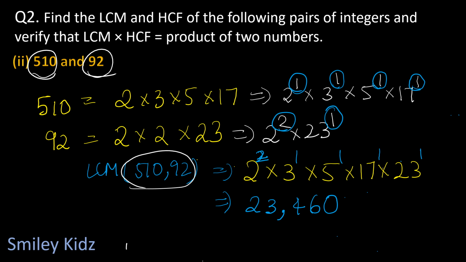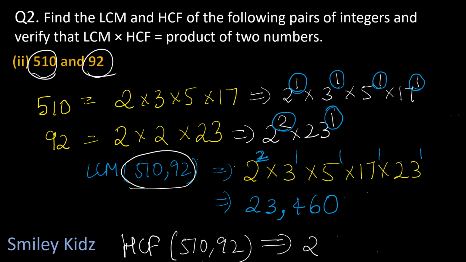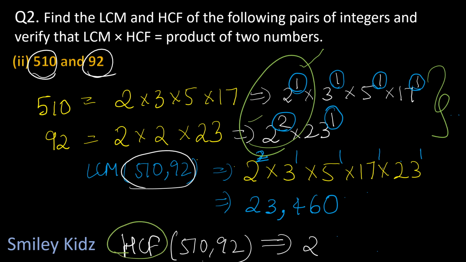Now the HCF of 510 and 92 will be equal to 2. Just observe. The only common factor you can find in the prime factorization of both is 2. We observe that 2 to the power of 1 is there and 2 to the power of 2. But we are finding the HCF. HCF means the product of the least powers. So 1 is less than 2, so it's 2 to the power of 1, which is 2. Therefore, the HCF of 510 and 92 is 2.